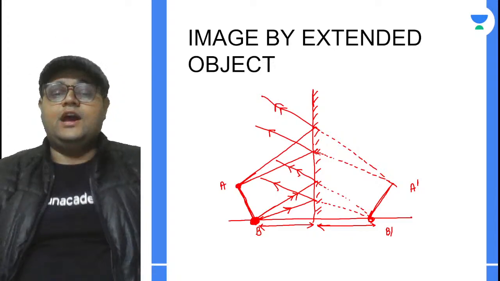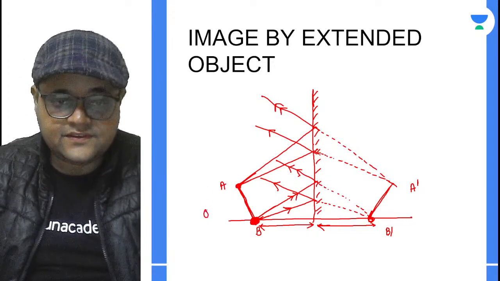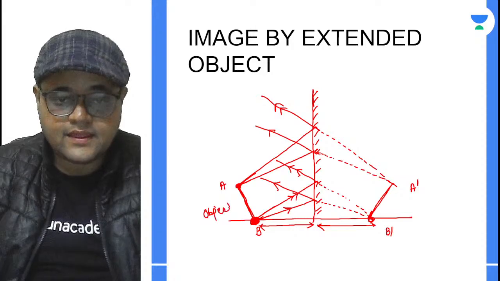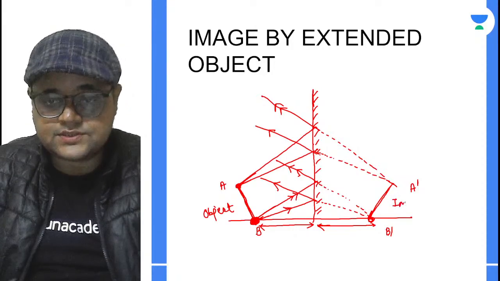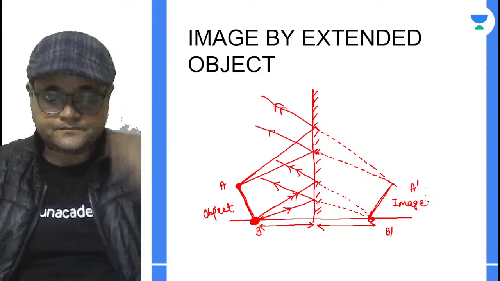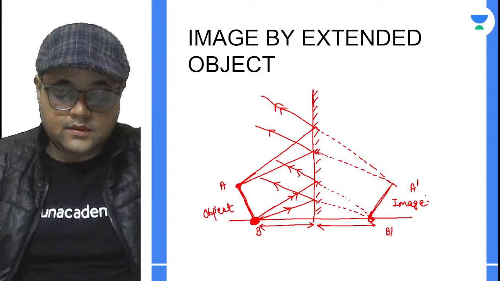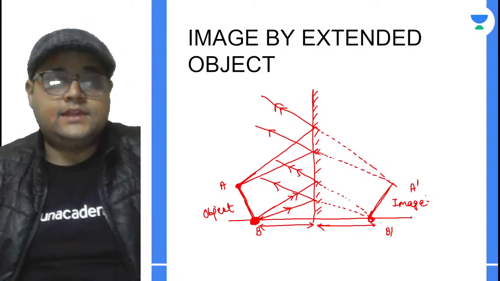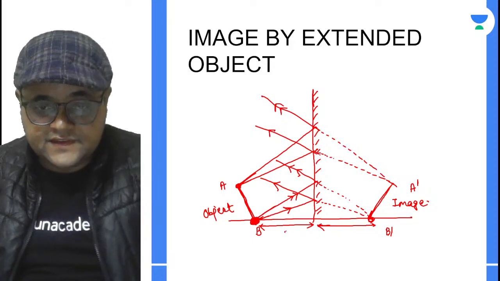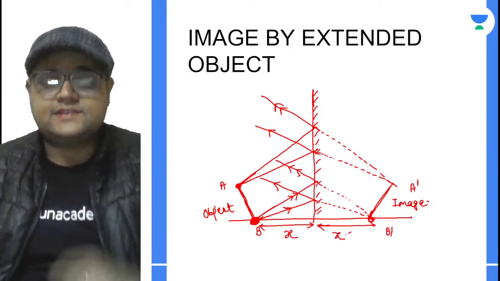Fine. So now you can clearly see this is your object and this is your image. Rohit, if this is X, this has to be X.